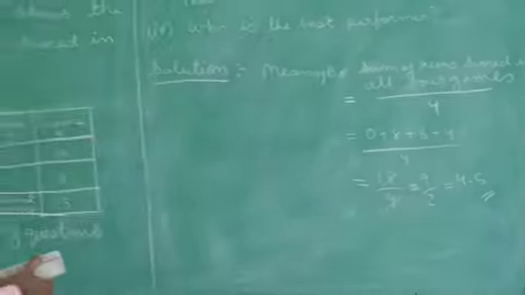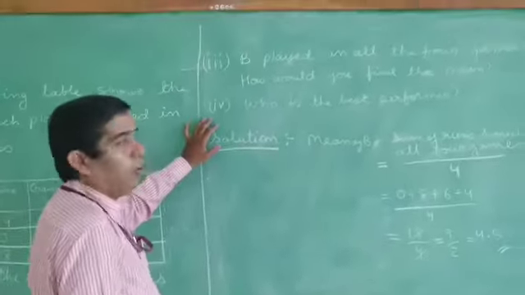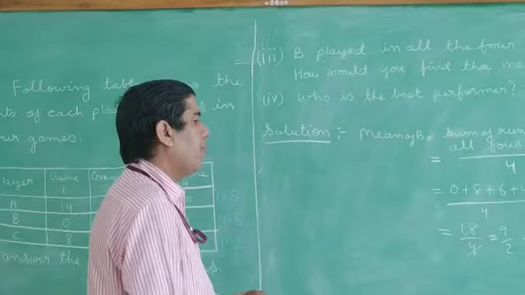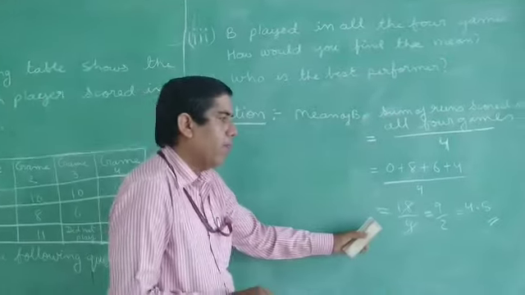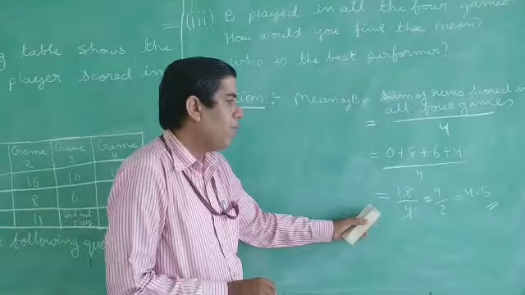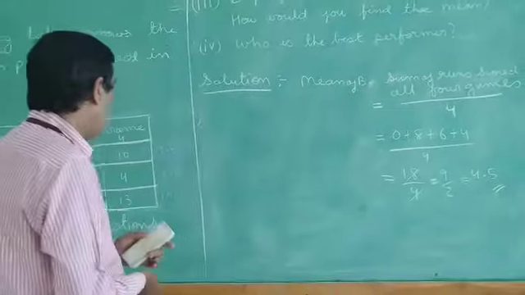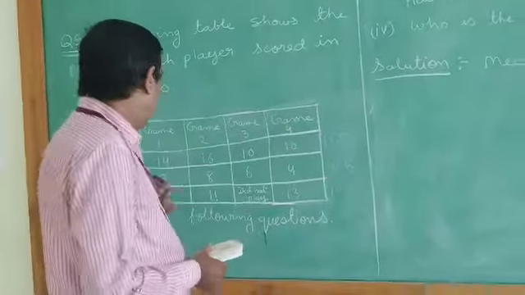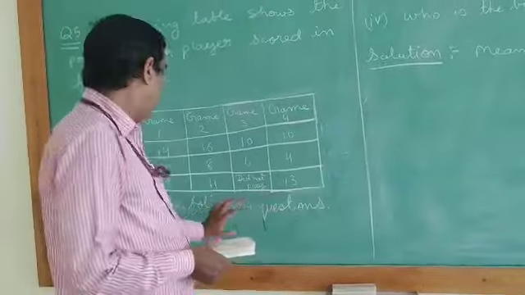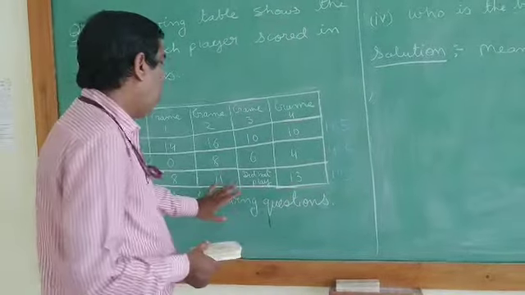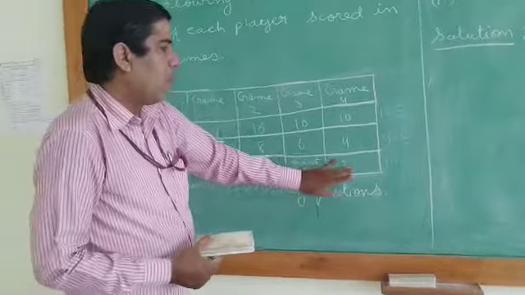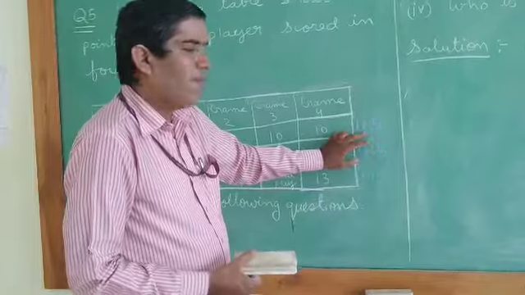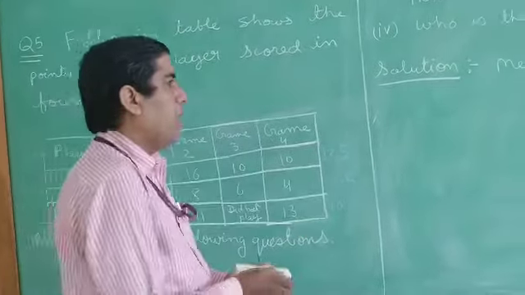Now what is the next here? Fourth part: who is the best performer? B has a mean of 4.5. And A we already found in the first part, it was 12.5. And B I got here 4.5. And C, he has not played one game, but I found the mean, it is coming 10.6. So who is the best performer? Best performer is A. So I will write here the answer.